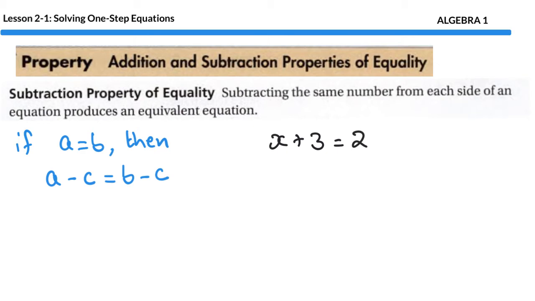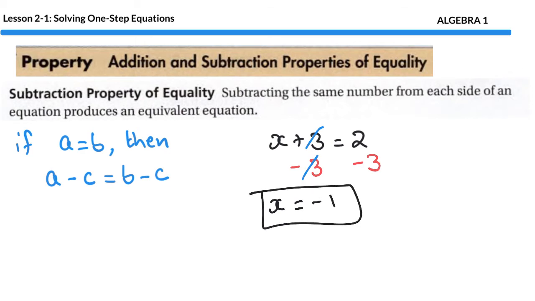Now over here, 3 is added. How will I remove the addition? It is by subtraction. So I subtract 3 on both sides. So what do I get? Plus 3 and minus 3 is 0. So x is equal to 2 minus 3, negative 1. So this is the subtraction property of equality. So once again, how will you remove something that is added? You subtract. How will you remove something that is subtracted? You add.